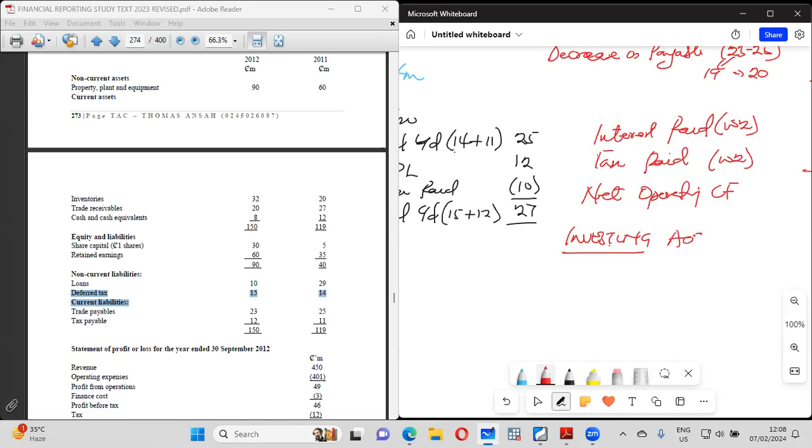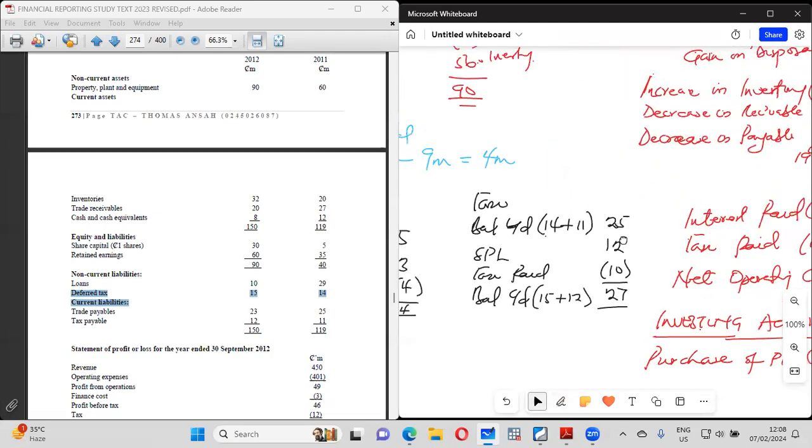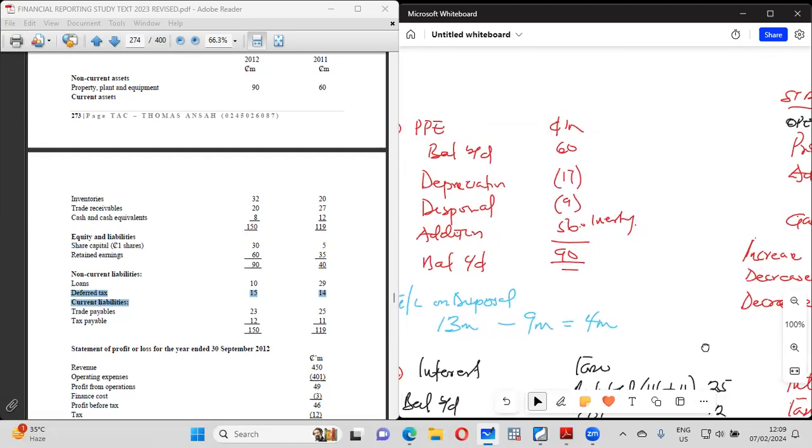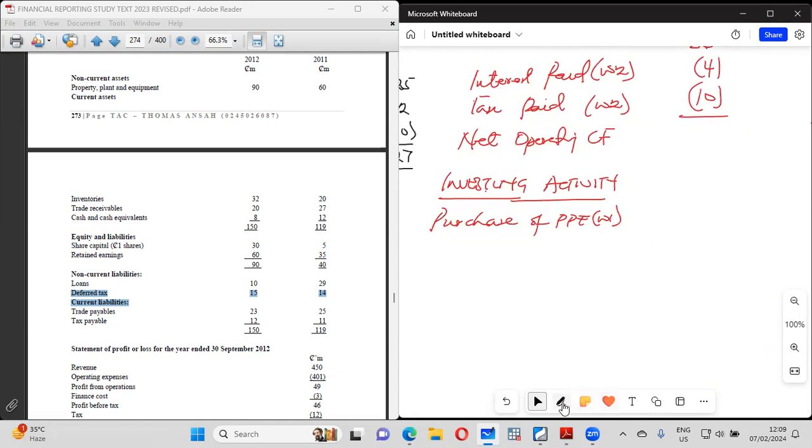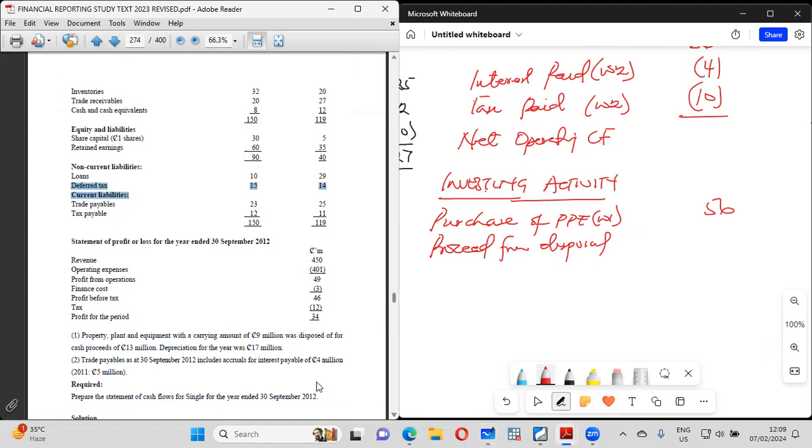In my investing activity, don't forget there was a disposal of an asset and there was also a purchase. So don't forget the purchase of PPE coming from my workings 1. The additions that we worked for was what? 56, right? So I bring my 56. And from my workings 1 again, there was a proceeds from disposal, which was 30 million, if I remember correctly.